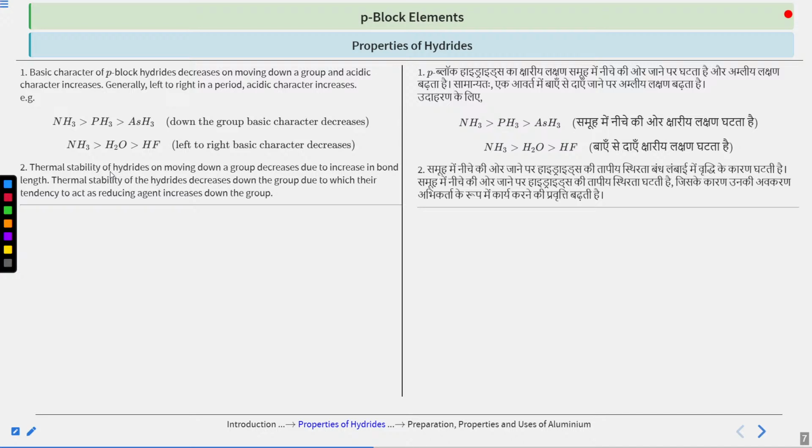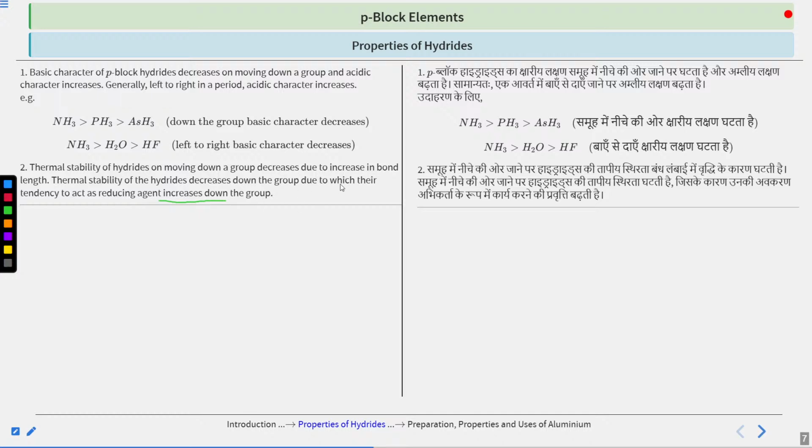Whereas the thermal stability decreases. Why does it decrease? Because of the bond length. So when you are moving from top to bottom, the bond length is increasing, so the thermal stability is decreasing down the group. Since the thermal stability of hydrides decreases down the group, the tendency to act as a reducing agent also increases.